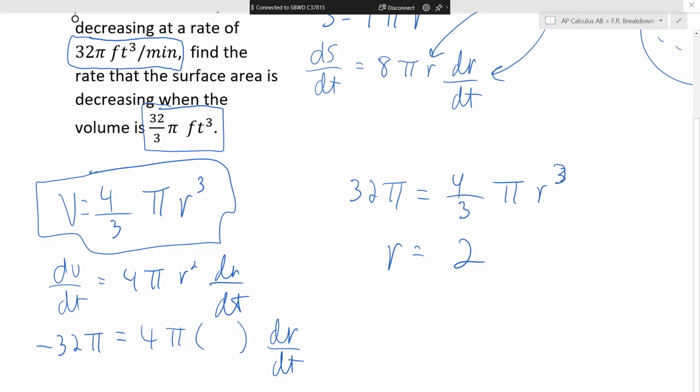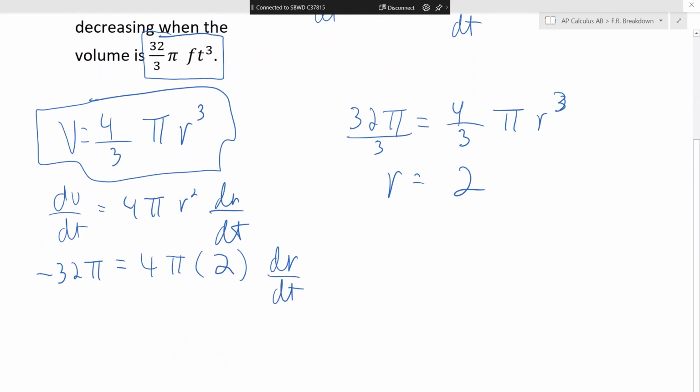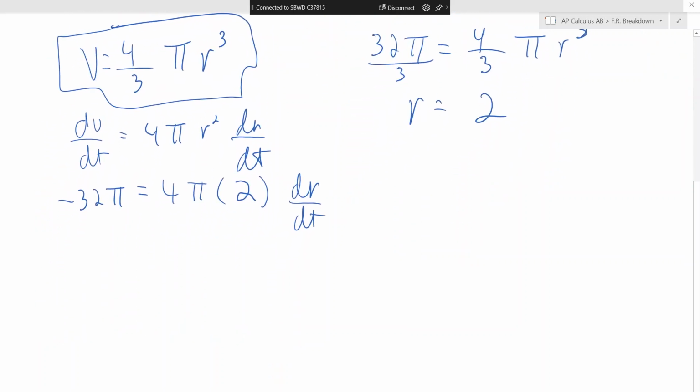Is that okay? What's wrong with this? Oh, because it's 32/3 here. Something's wrong. There we go. Now r is 2. Can everybody feel good about solving that? Multiply by 3, divide by 4, divide by pi, get the cube root. You get 2. And once we know r is 2, that goes right down there in my dV/dt equation, because we're finding that. So now we divide by 4, pi, and 2.